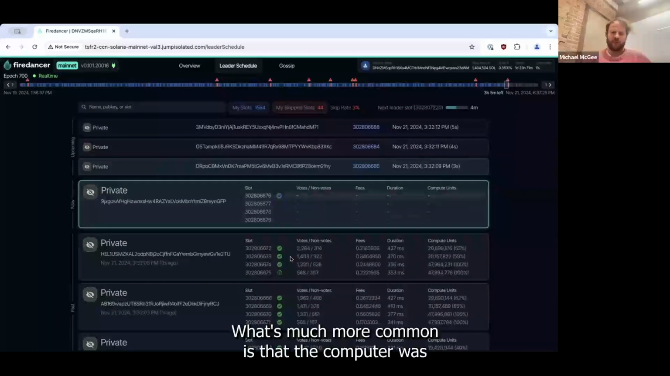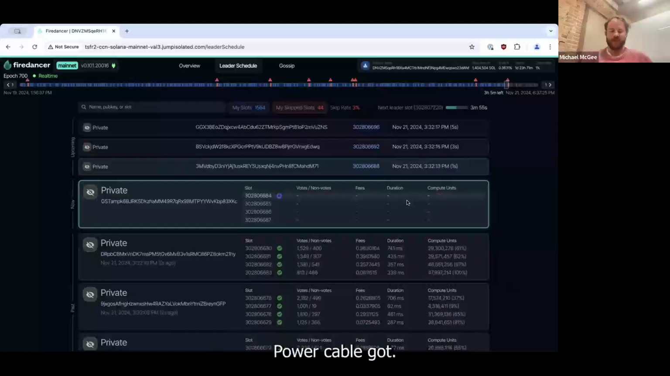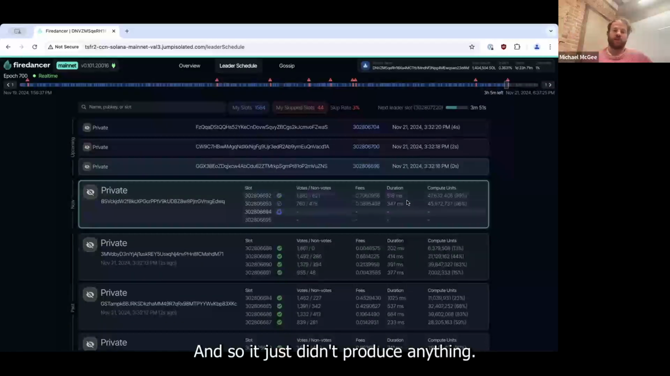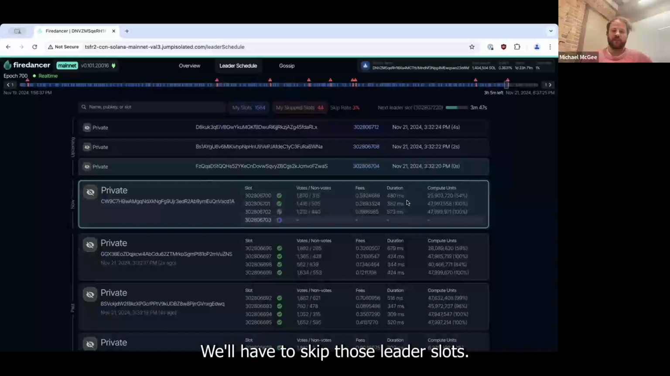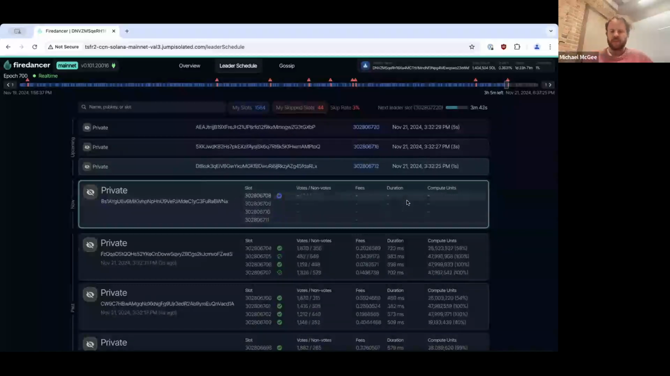Really, what's much more common is that the computer was just offline. So the power cable got unplugged or they were restarting the validator. And so it just didn't produce anything. And the network says, oh, they didn't produce anything, we'll have to skip those leader slots. No one else can step in and produce data there.